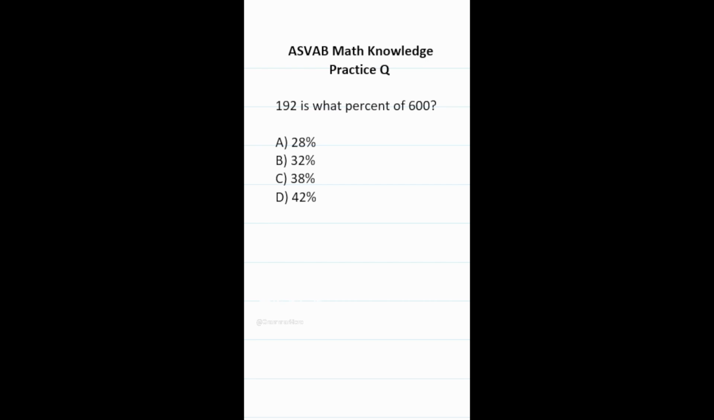This practice test question says 192 is what percent of 600? Let's write this as an equation and then solve. 192 is equal to, what percent is unknown, call it P, of is multiply, 600. Divide both sides by 600 to get P by itself. This crosses out, leaving you a P on this side. Let's go ahead and reduce this fraction.